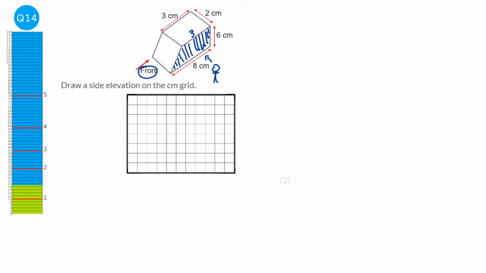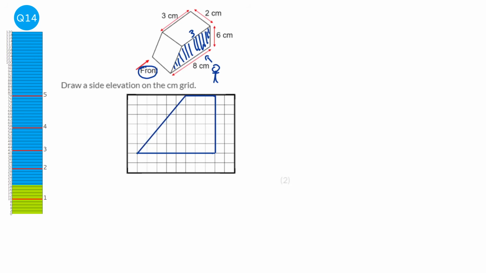So the top bit is 3, then it's 6, then it's 8. So I'm just going to start off with the bottom, actually. That might be easier. And draw the 8 across. 1, 2, 3, 4, 5, 6, 7, 8. Then I'm going to do the 6 up. 1, 2, 3, 4, 5, 6. Looks like I left just enough room. Then I'm going to do the 3 across. 1, 2, 3. And then all I need to do is join up the start and the finish to complete the trapezium.